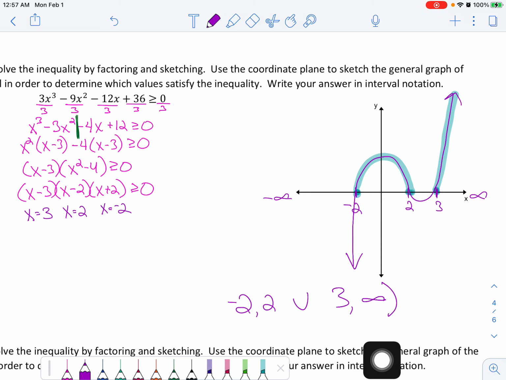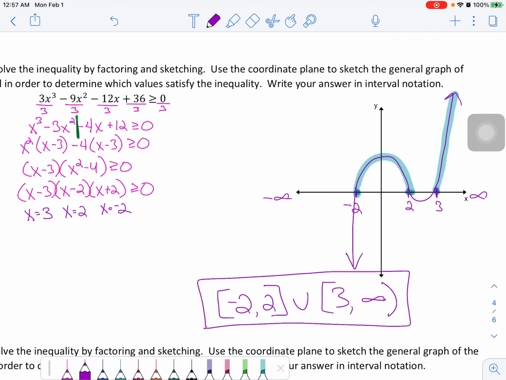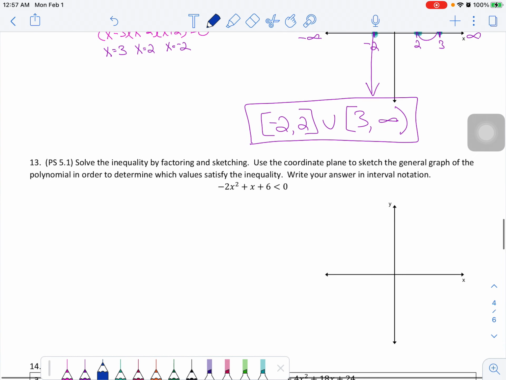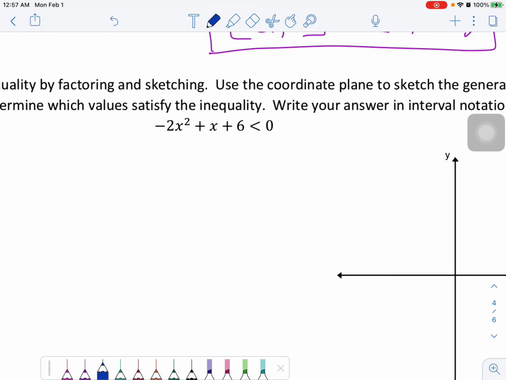Infinity will always take a parenthesis sign. The x-intercepts, because this is an equal to part for the inequality, will take brackets. And those are the two intervals that are greater than or equal to 0. So that's problem number 12. I'm going to slide on down to number 13.